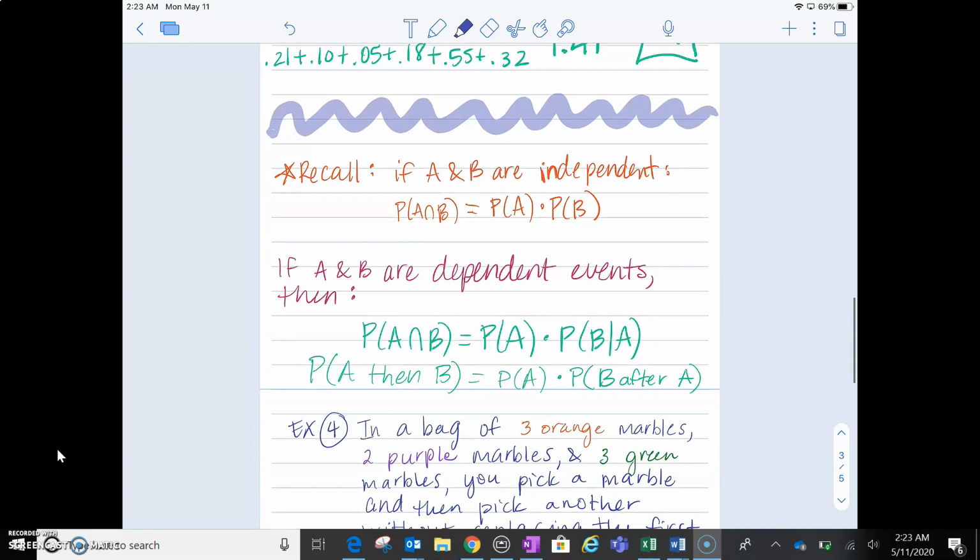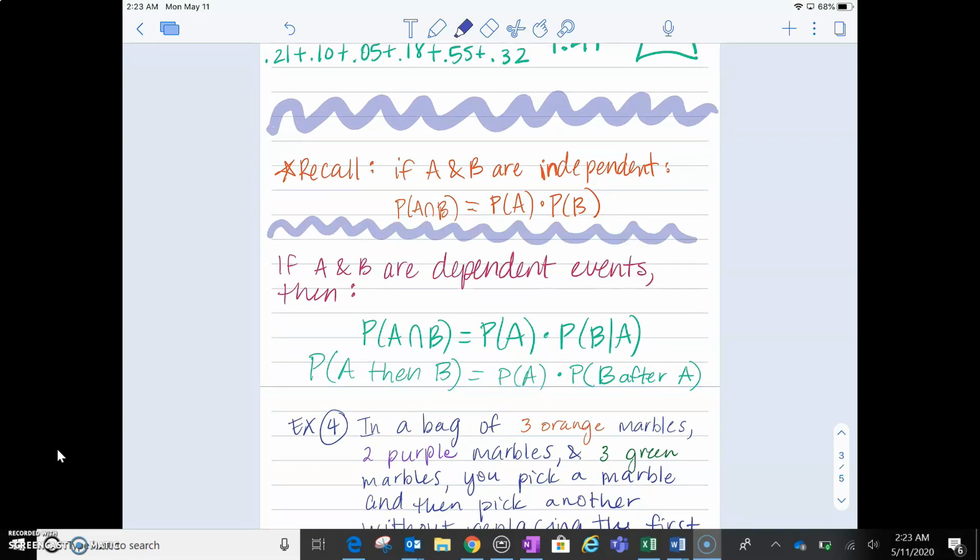This is important. You'll need to know this from your homework, but we're not really going to do an example with this because you've already done it. I wanted to remind you that if A and B are independent, then the probability of A and B is equal to the probability of A times the probability of B.